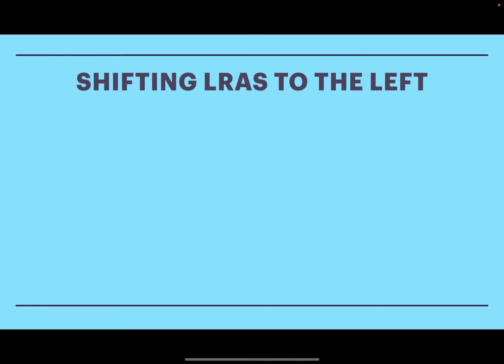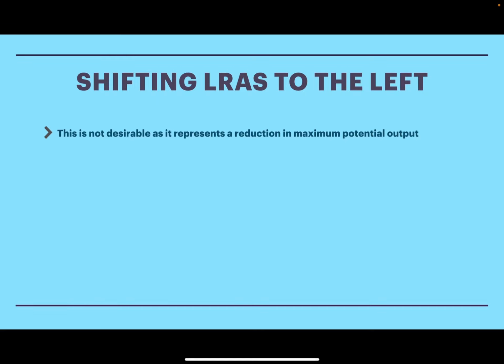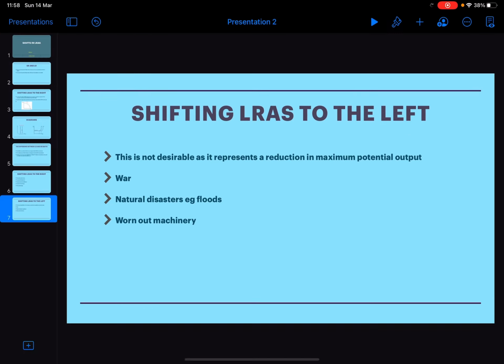Shifting the long run aggregate supply curve to the left is not something that anyone would aim to do because it's showing a reduction in the maximum potential output, and no economy would want to do that. So it's not desirable. It's equivalent to shifting your production possibility curve inwards. So things like war, natural disasters, machinery wearing out, breaking down, etc. will shift the long run aggregate supply curve to the left.